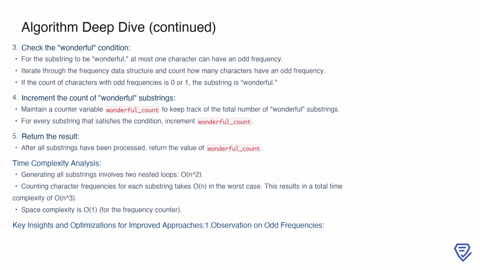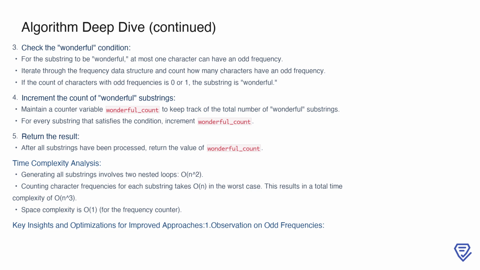However, the brute force approach has significant inefficiencies. Generating all substrings requires two nested loops, resulting in an O(n²) time complexity. Additionally, counting character frequencies for each substring adds another O(n), leading to a total time complexity of O(n³). Although this approach is conceptually simple, it is computationally expensive.